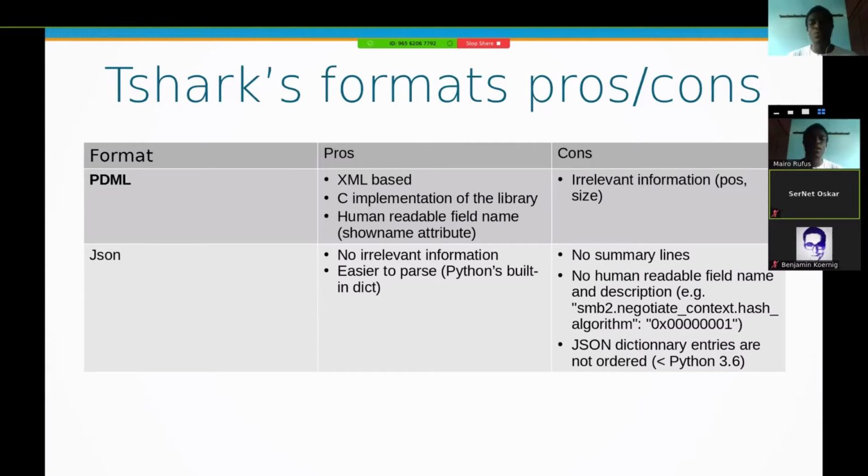And the last issue, which is not really an issue anymore with recent versions of Python, is that dictionary entries are not ordered. So when you load a JSON file, you can end up having too much overhead just to keep the order in place.